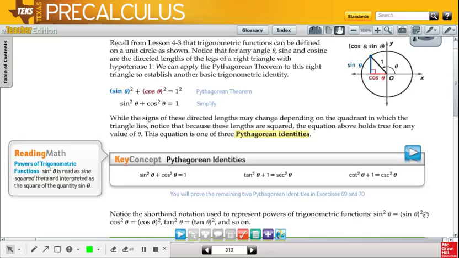So it's okay if the square is on the inside, just like the one on the left, or if the square is on the outside of the parenthesis, just like the one on the right. It still means the same thing, just different looks, different notation. That's all it is.